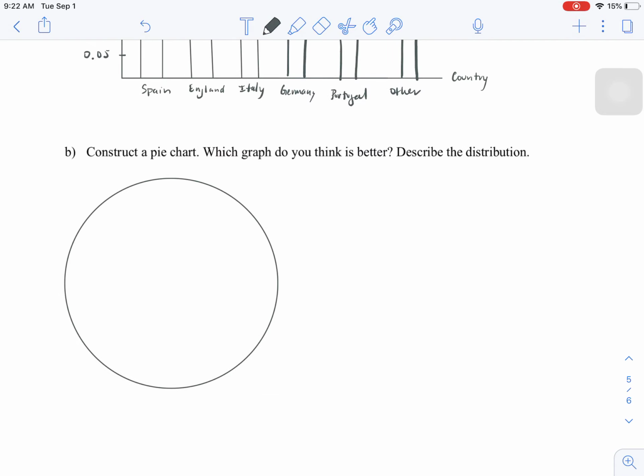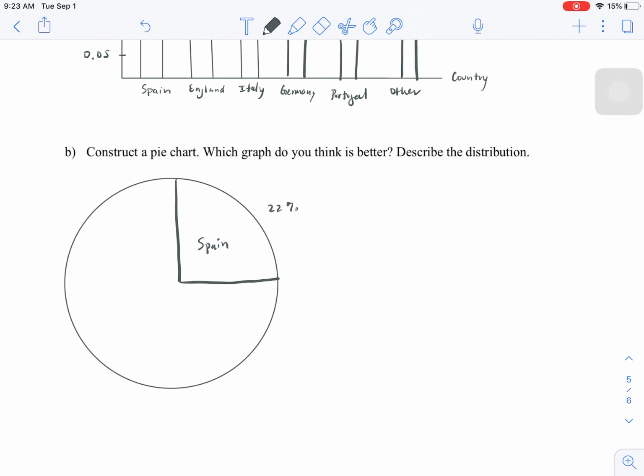I can do this by hand, roughly, or if I want to draw an exact pie chart, I could calculate this angle and make sure that it corresponds to 22% of the total number of degrees in this circle. I'll do it roughly for now. So Spain won 22% of the time. That's a little less than a quarter. So I'll put Spain, and I'll say this is 22%.